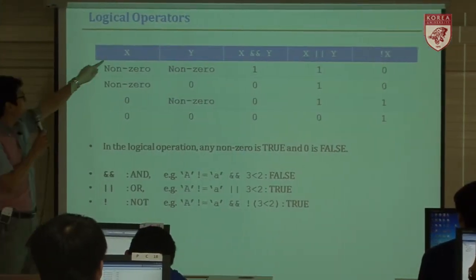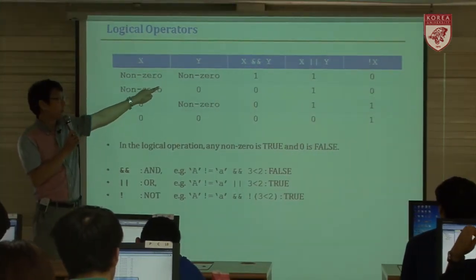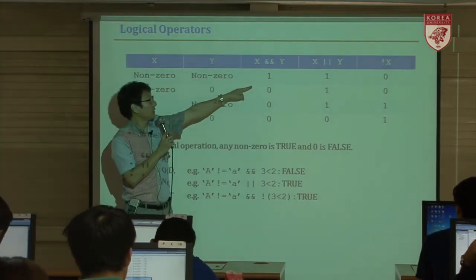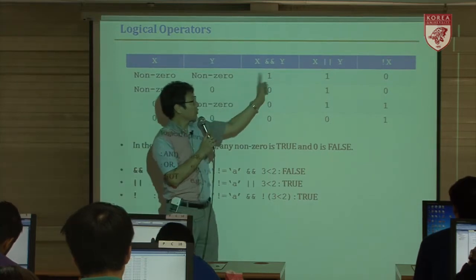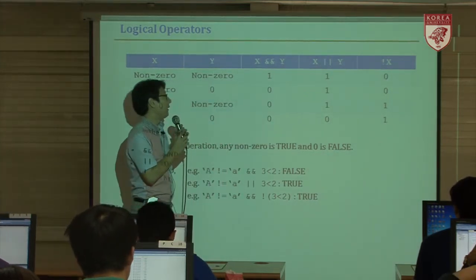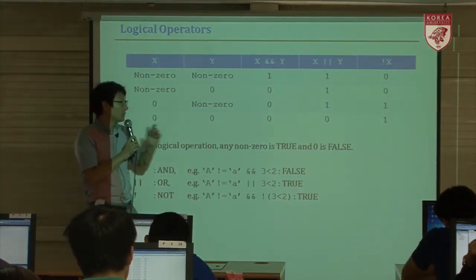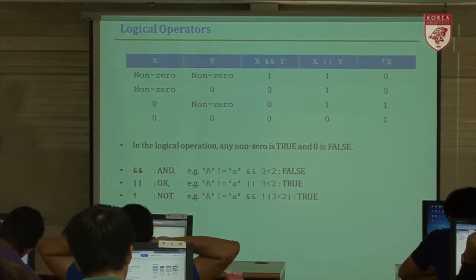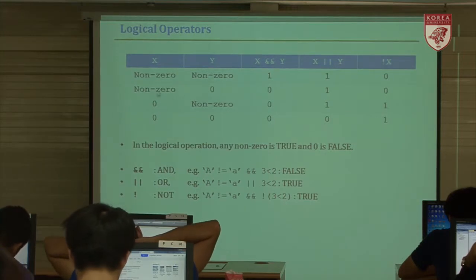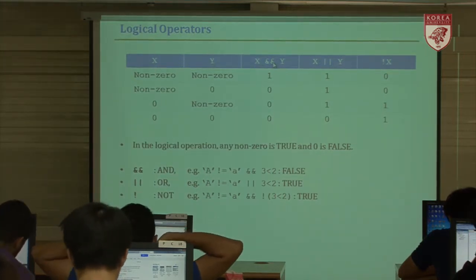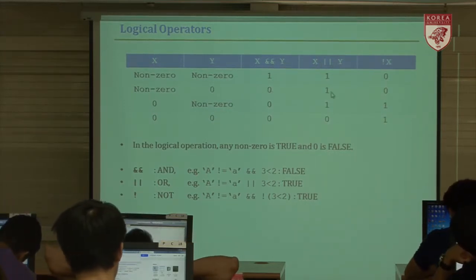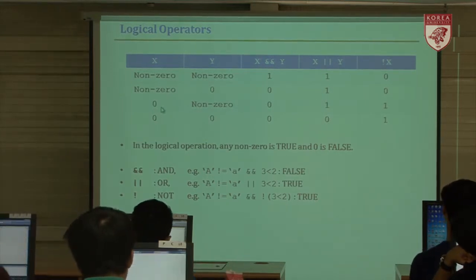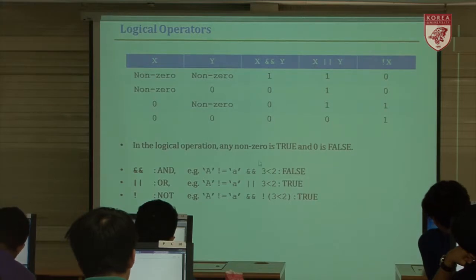Let's say we have two variables x and y. If x is non-zero, which is true, and y is also non-zero, true and true is true, so 1. True and true or true is also 1. And NOT of true is false, so that's why exclamation of x is 0. Then when x is true and y is false, true and false is false. True or false is true. It's the same. If both are false, the AND and the OR are both false.